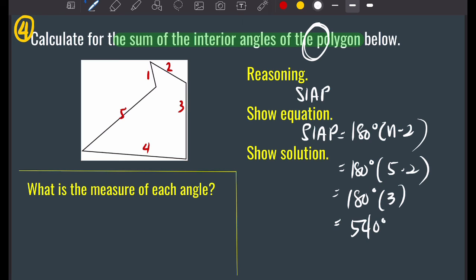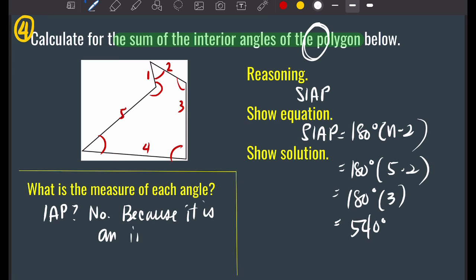What is the measure of each angle? Can we use IAP? No, because it is an irregular polygon.